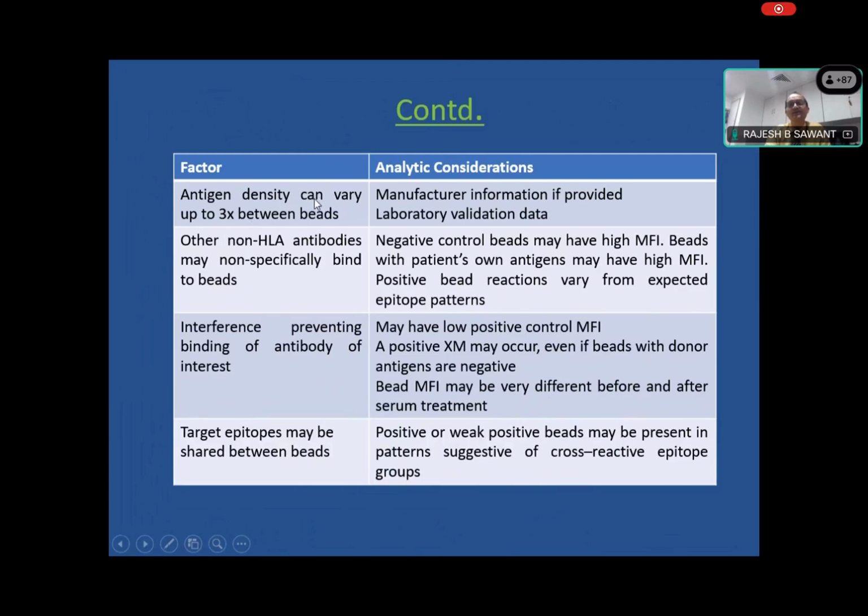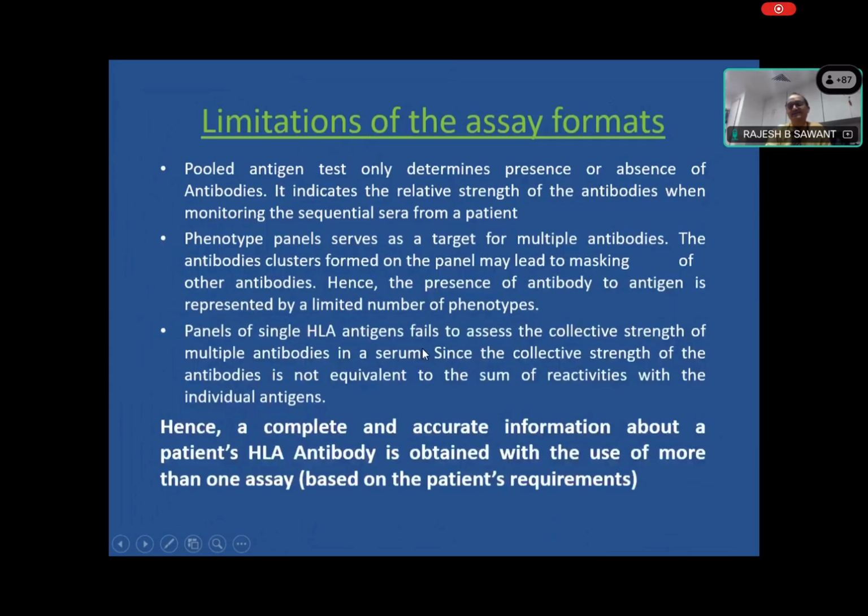Other non-HLA antibodies will also non-specifically bind to various beads. So non-specific binding has to be kept in mind. Interference with various other factors when you are doing antibody testing is very important. And also sharing of target epitopes needs to be kept in mind when you are interpreting your antibody-based tests, right? So with this, I think we will be able to understand the limitations also of these assays, because in the pooled antigen test or these assays as they are used, you may be using a class 1, class 2 screening, or you may be using just a lysate-based cross match, etc.